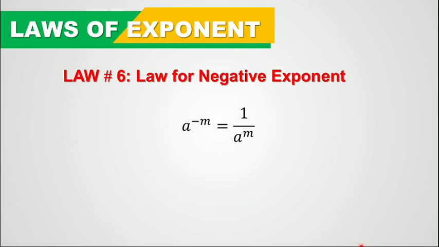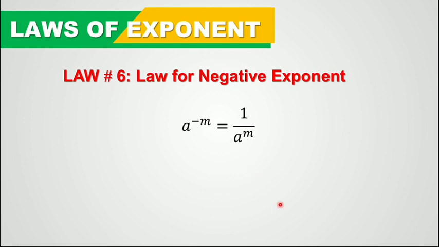Now let's proceed to the sixth law of exponent, which is also called the law for negative exponent. This law states that if a base is raised to a negative exponent, we will transform it this way. The numerator will automatically be equal to 1, and then we will put this term or variable into the denominator, and the exponent will now become positive.